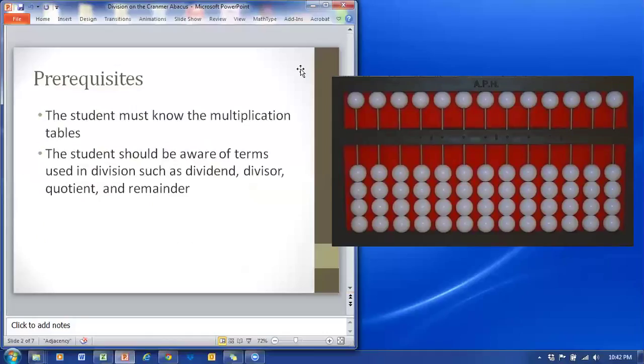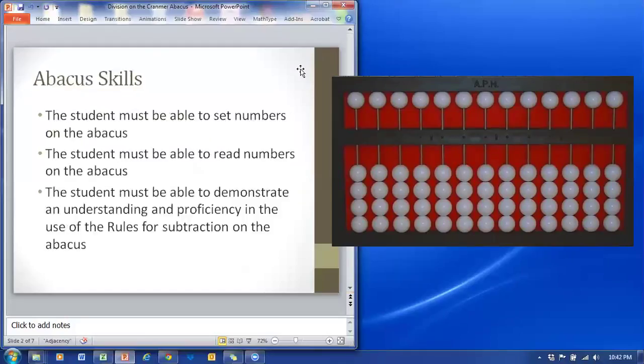The student must know the multiplication facts, just like when they were doing multiplication. They also need to be aware of the terms used in division, such as the dividend, divisor, quotient, and remainder. They still need to be able to set and read numbers on the abacus. And they should also demonstrate an understanding and proficiency in those rules for subtraction on the abacus, because anytime we're doing division, we're also going to have to do subtraction.